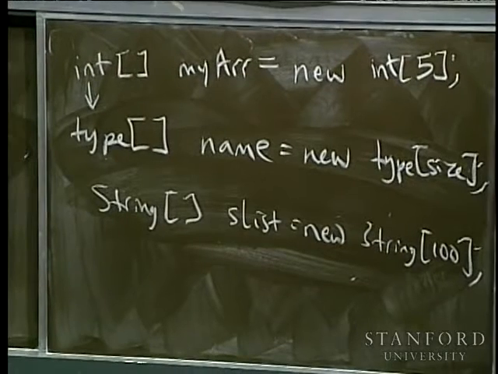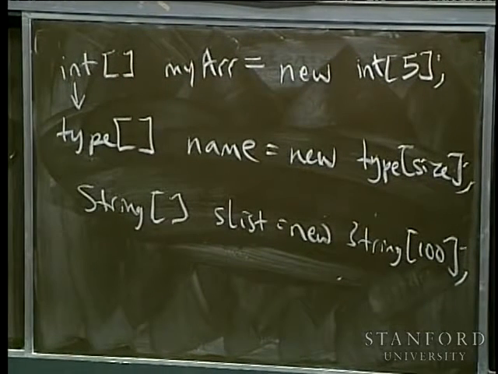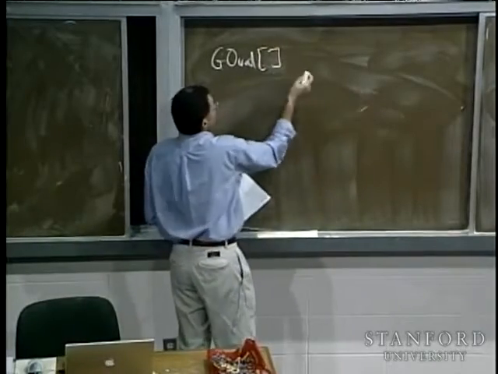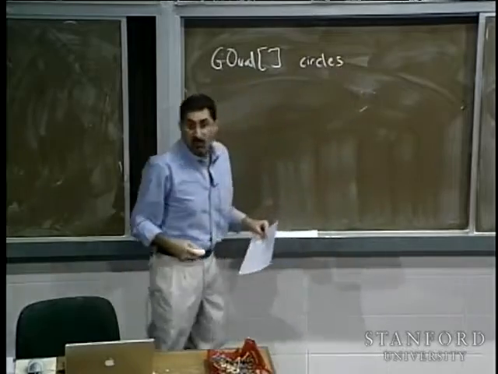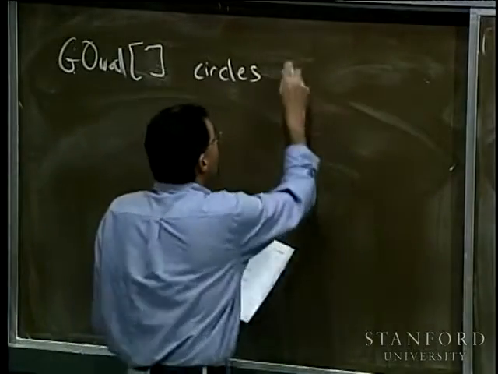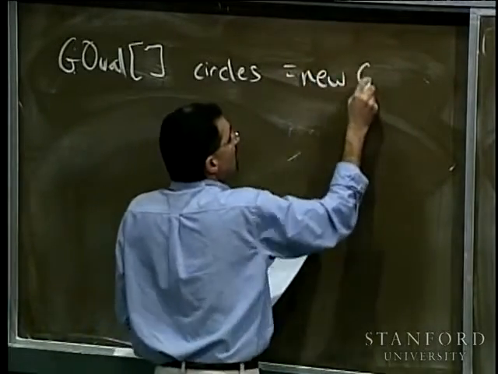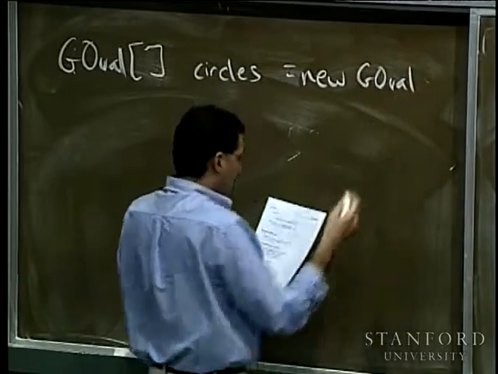So I could actually say something like GOval maybe is my type, and then I'm going to have an array of these things, and I'll call this my circles, because I'm just going to have a whole bunch of these ovals that maybe represent circles. And then I'll say new GOval, and here's where things get a little funky.